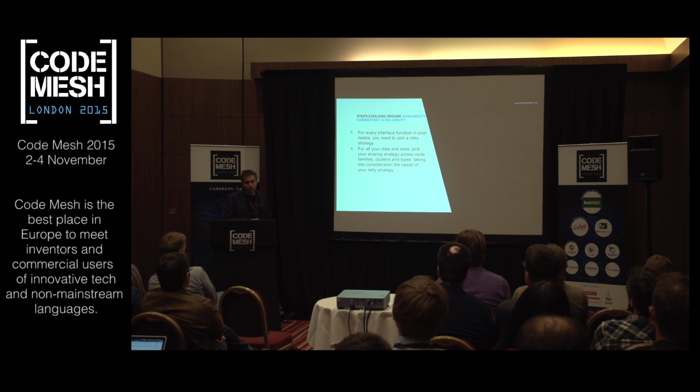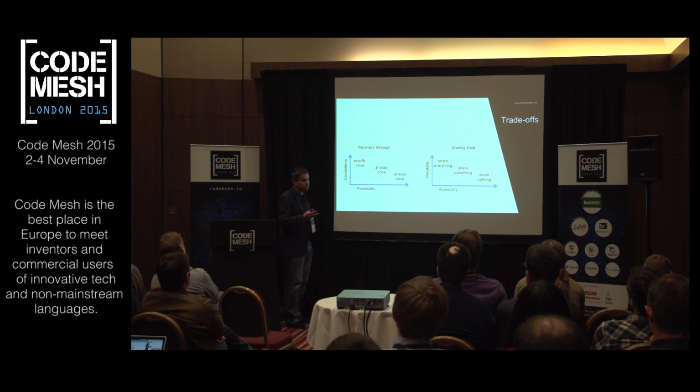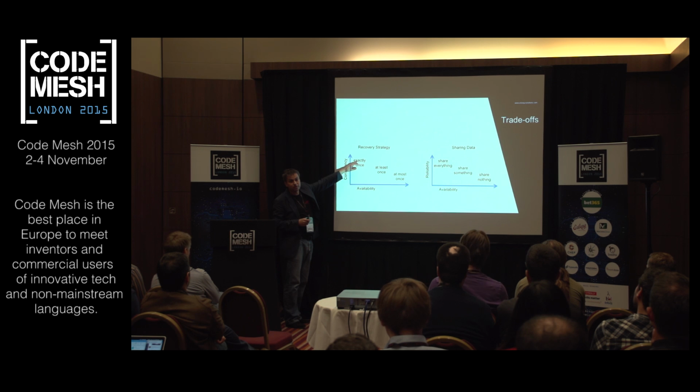And finally, for all of your state and data, you need to pick your sharing strategy across nodes. And you do that keeping in mind your retry strategy. Now, all of these choices will have trade-offs involved with them. You all know of the CAP theorem. It's very, very similar principles which are applied to dealing with consistency and availability. So the most consistent approach is the exactly once approach, but it's also the least available because to guarantee consistency, you might have to take your own node offline while someone's trying to figure out what went wrong.